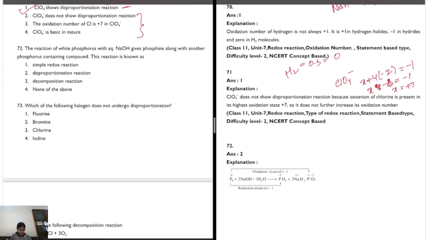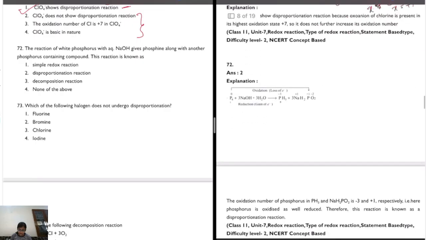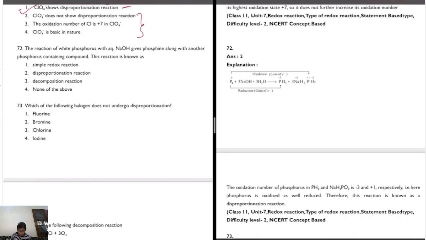The reaction is, so let's see which reaction is this. It is this reaction, in which you'll see that the oxidation state of P4 changes from 0 to -3 as well as +1. Therefore, here oxidation takes place and here reduction is taking place. Therefore, it is a disproportionation reaction.